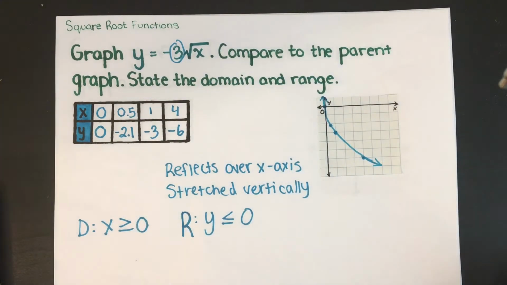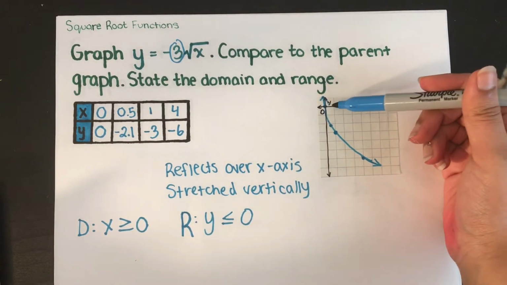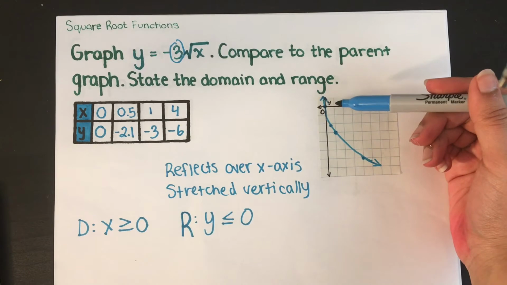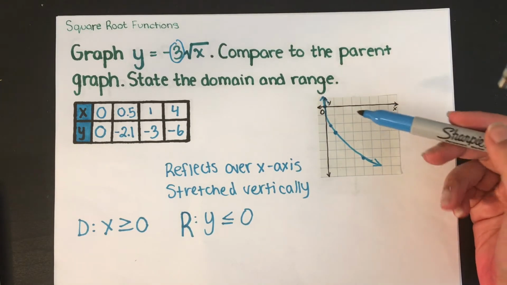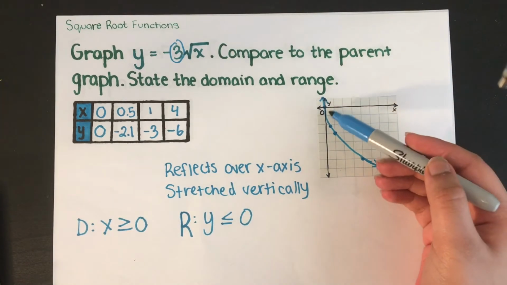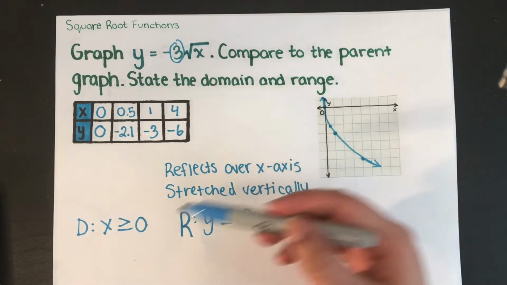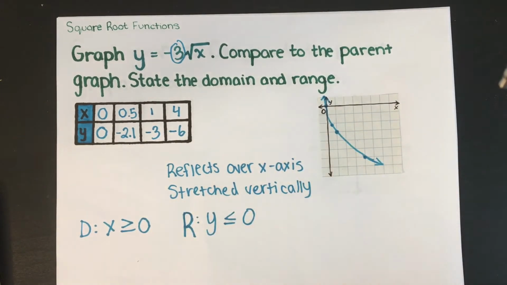Now, when you state the domain and range, you have to look at the graph here. Notice how x is always greater than 0, and y is always less than or equal to 0. Sorry, x is greater than or equal to 0 and y is less than or equal to 0.